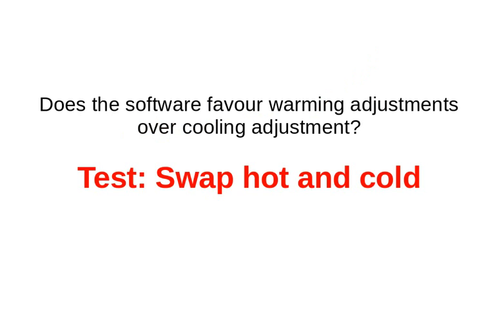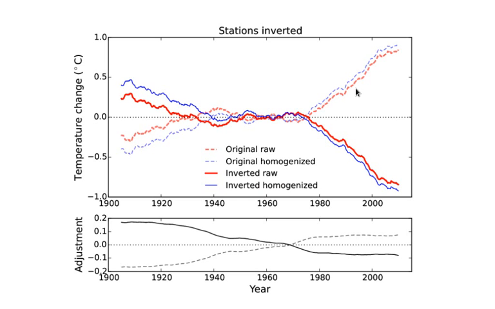A very simple test is to invert every raw station record, in other words, swap hot for cold. If the GHCN method favours upward adjustments, homogenizing the inverted stations should have a warming effect, or rather reduce the cooling in the inverted record. So what does happen? Here are the results. In the original data, homogenization increased the warming trend. In the inverted data, homogenization increases the cooling trend. The GHCN algorithm does not appear to favour adjustments in one direction over the other.